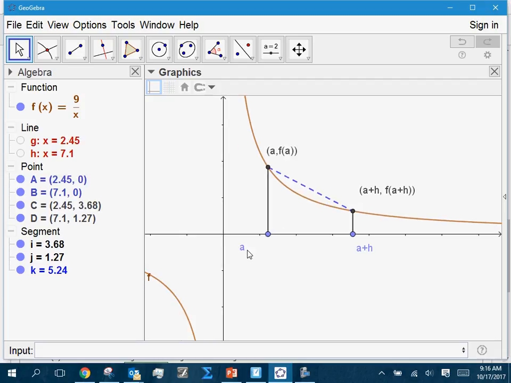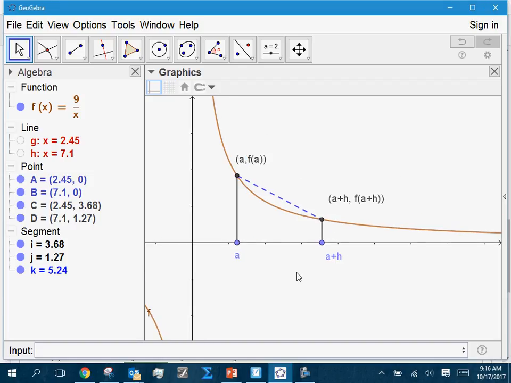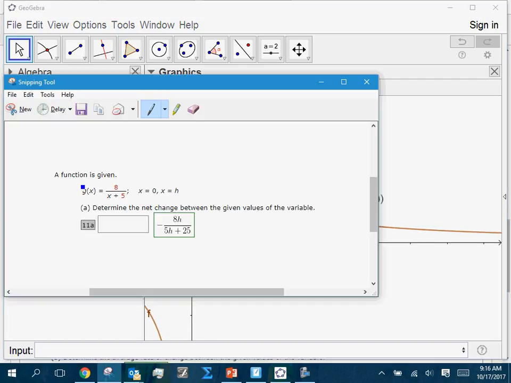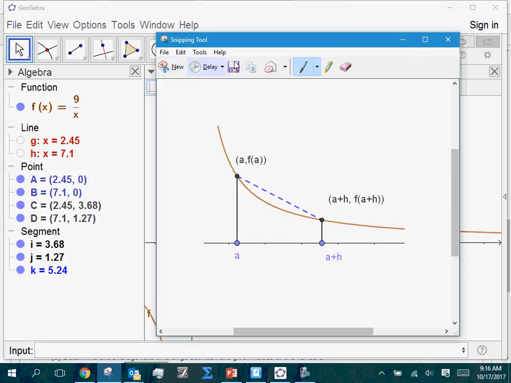So when I move these things around, we've got a different secant line. So this is what I want to think about as we're doing the algebra and realize what the algebra is telling us. Okay.